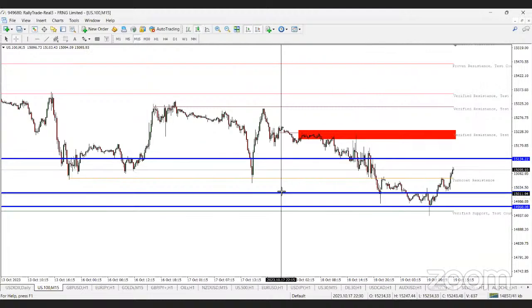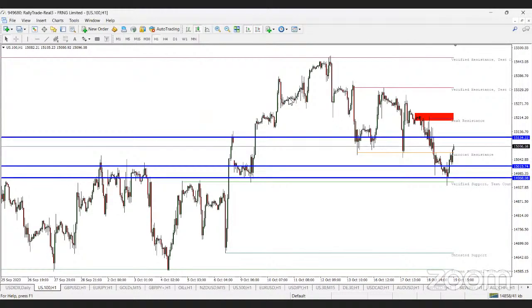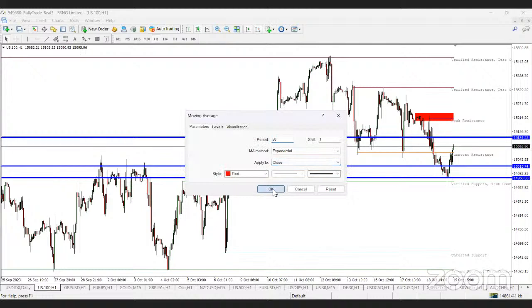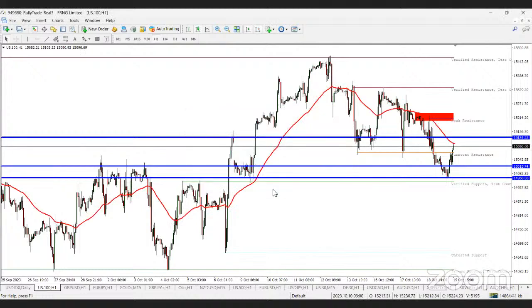You understand? Please, back to this US 100. I remember something. Let me add this 50 period moving average. Okay, guys, now this is US 100 on 1 hour, and the 50 period moving average is just here like this.